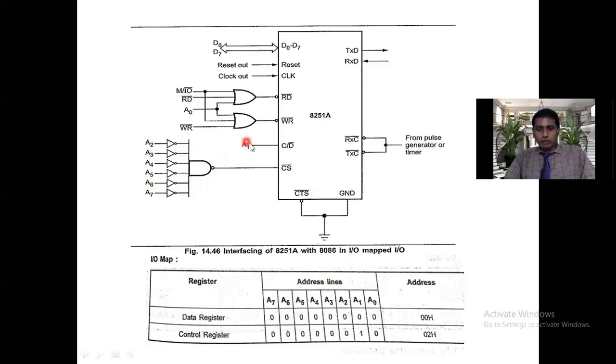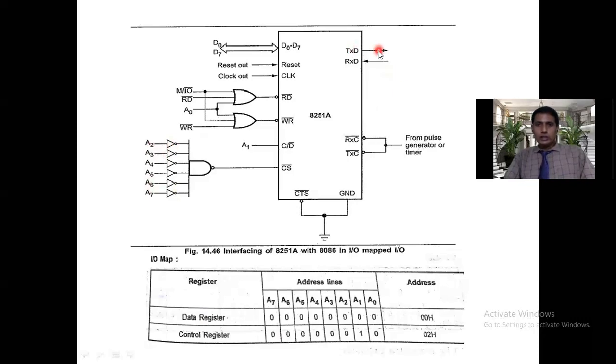Which is varying. A1 is changing. It may be 0 or 1. 0 for data register selection and 1 for control register selection. Here A1 equal to 0 for data register and A1 equal to 1 for control register. Like that, what is the overall address for this particular 8251? So all 8 zeros is 00H. A1 is 1, remaining all are zeros, is 02H. So 00H is the 8251 data register address. Similarly, 02H is the 8251 control register address. Like that, we get the address lines based on the gates, and how they are connecting to the address lines.